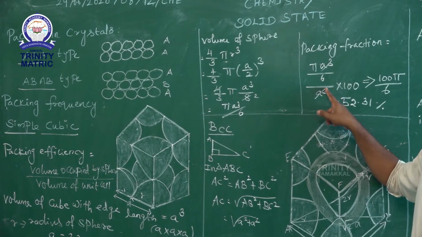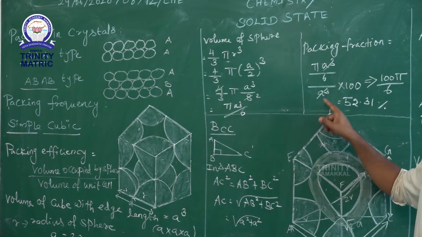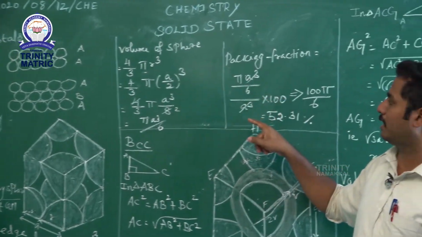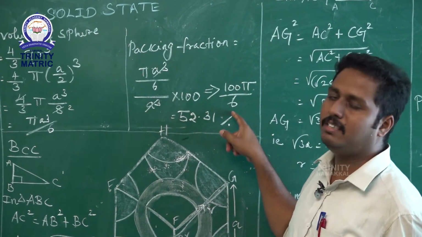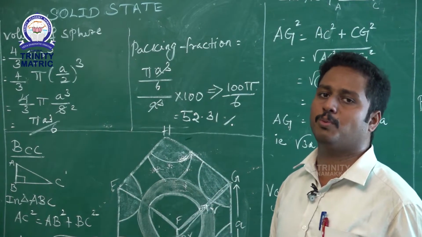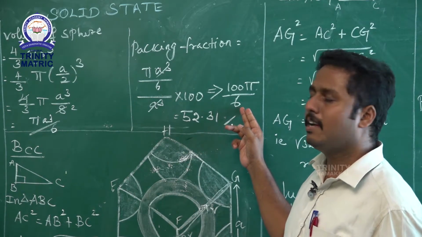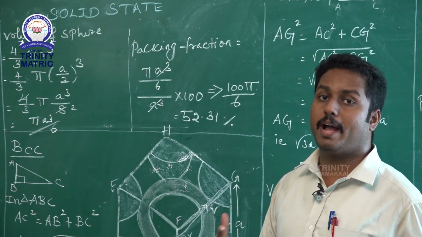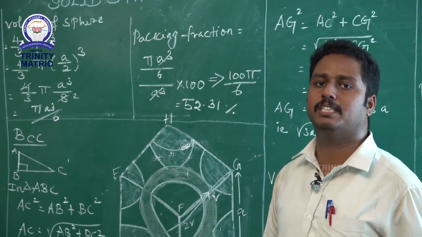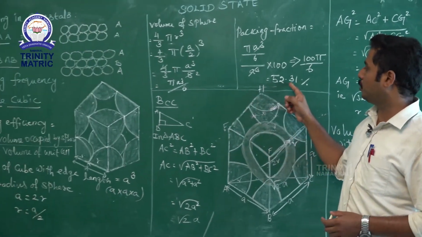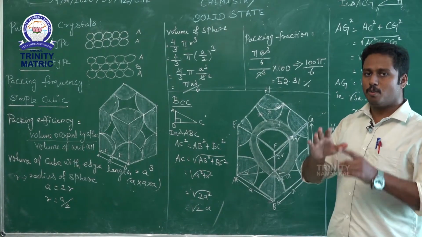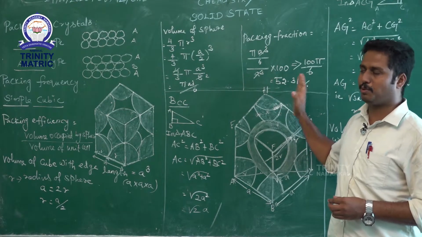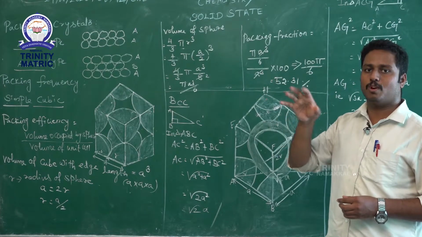The next one is divided by the volume of the unit cell. The overall volume of the unit cell is a cube. We calculated that there as well. So when we substitute, a cube cancels. So the remaining is pi by 6. The value of pi you know is 3.14. So when we multiply and divide by 6, you get the value 52.31%. So the packing efficiency or the packing fraction for the simple cubic is 52.31%, which means of the overall 100% of the area, only 52.31% is occupied by the spheres.